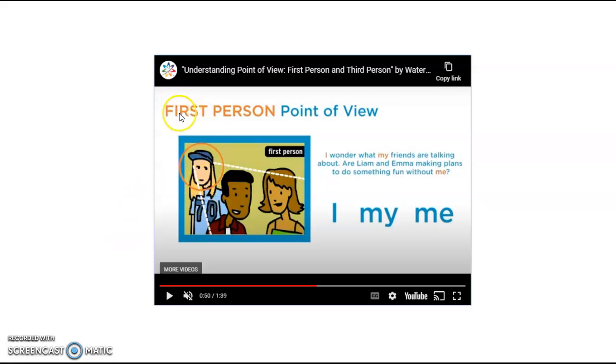This is her telling the story from her point of view. That's first person. These words help you know that it's first person point of view: I, my, and me. Those pronouns let you know that it is someone telling you what is happening to them. She's telling you what's happening to her. I wonder what my friends are saying without me. So remember, I, my, me is first person point of view.